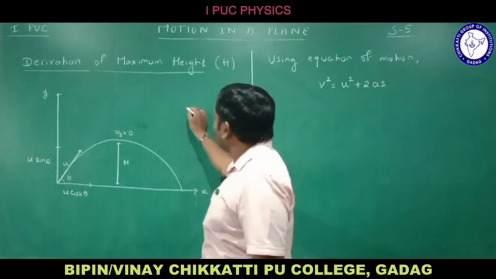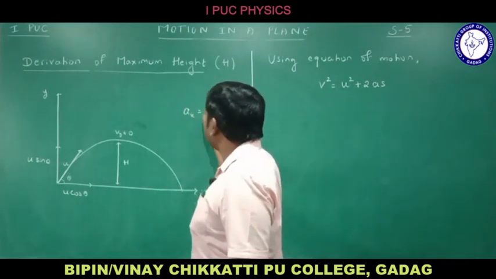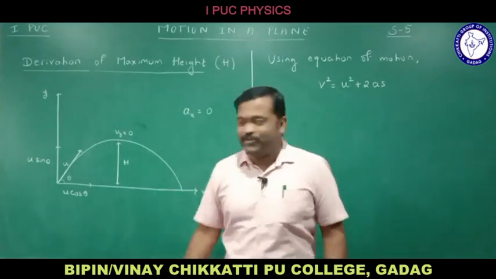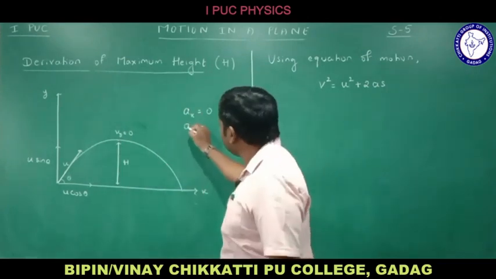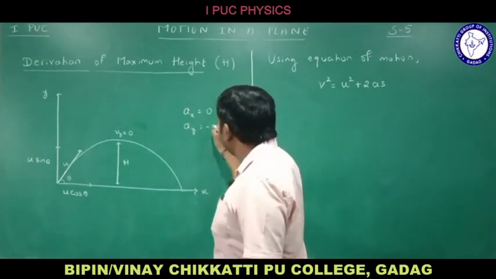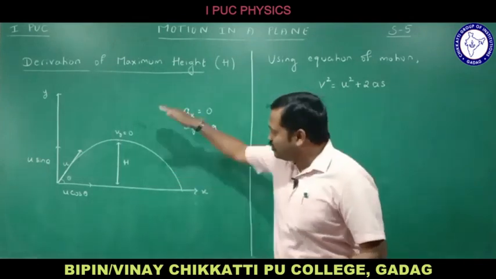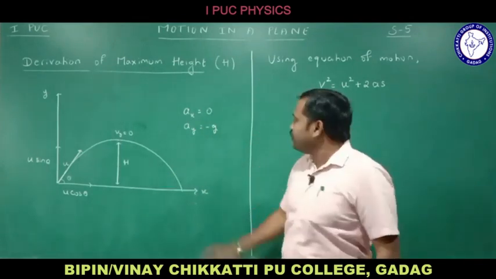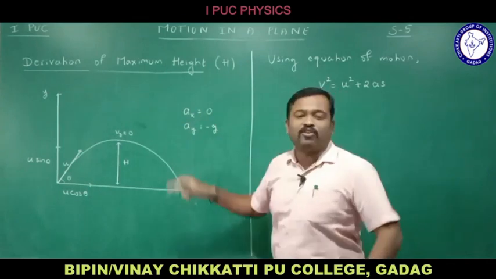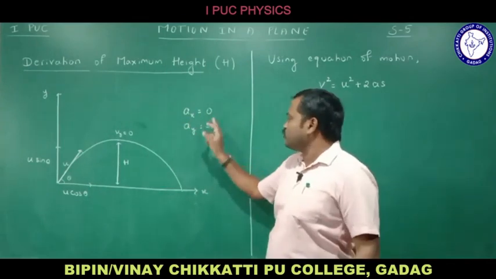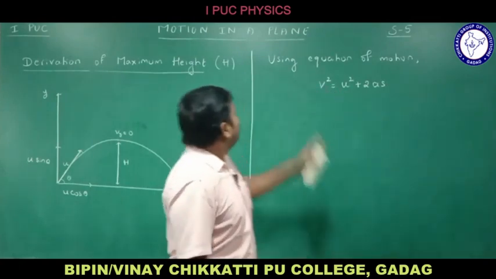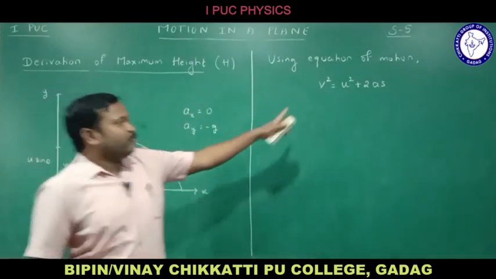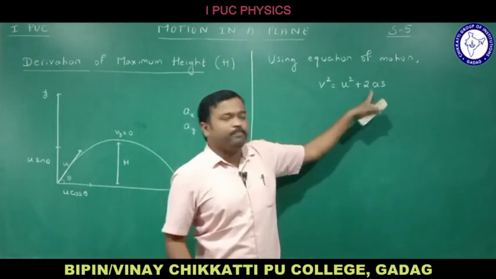Come on tell me, what is the acceleration along the x-axis? Acceleration along the x-axis is 0 during projectile motion. These things you should understand, right? What is the acceleration along the y-axis? That will be minus g. Why minus g? Because it is downwards, right? So this is common for all projectile motion: acceleration along the x-axis is 0, acceleration along the y-axis is minus g. Now using the equation of motion, what is that equation? v square is equal to u square plus 2as.